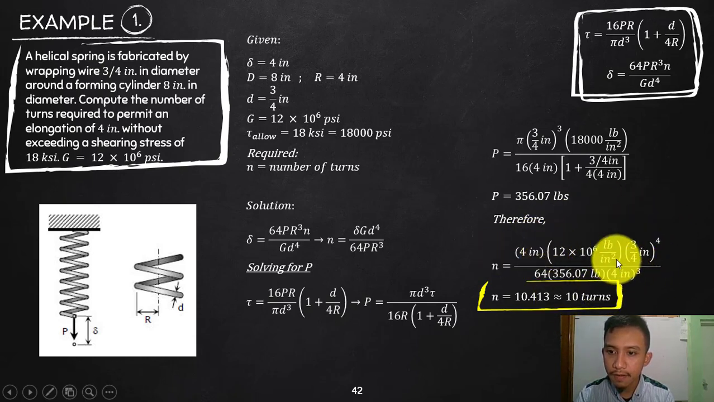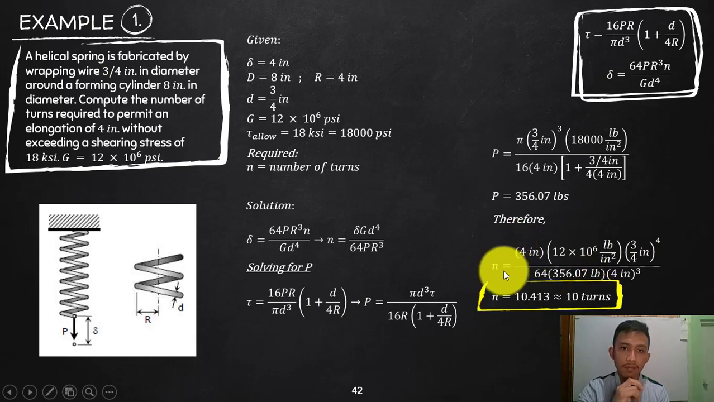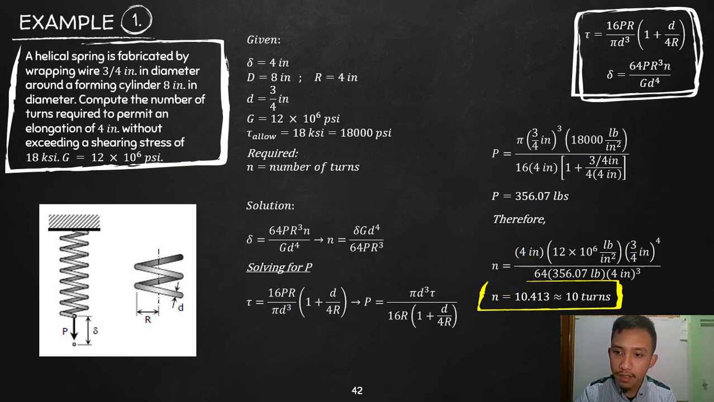But you will notice here inch 4, so that will give you inch 5. Inch squared will cancel that. Inch 3 will cancel with that. And then pound cancels, so that is just a number. Since we are referring here to a number or a constant, there is no unit for that. So we ended up here with 10.413.